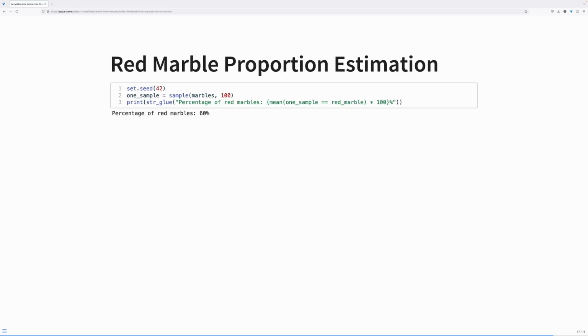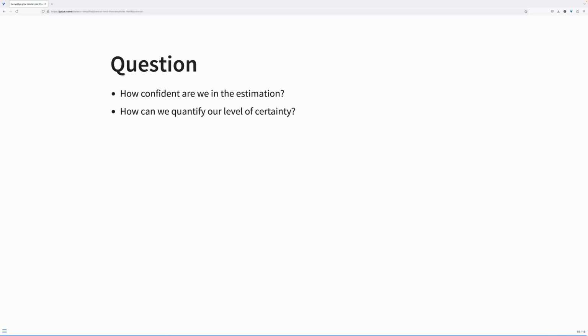So now, how would you estimate the red marble proportion in the bag? We take 100 marbles and calculate the percentage, which is 60% in this case. Then one question arises. When you use the sample mean to estimate the population mean, how confident are we about the estimation? And how can we quantify our level of certainty? This brings us to the idea of confidence intervals, which we'll dive into in the next video.